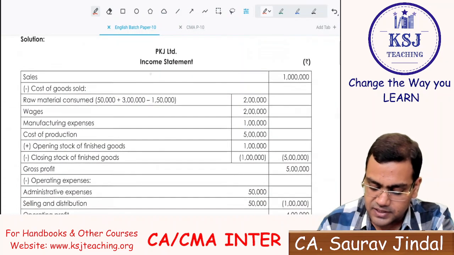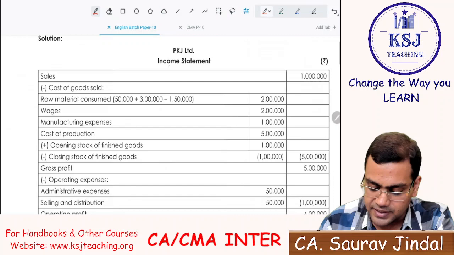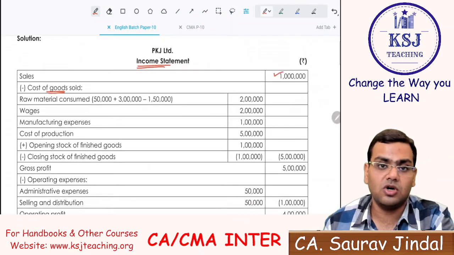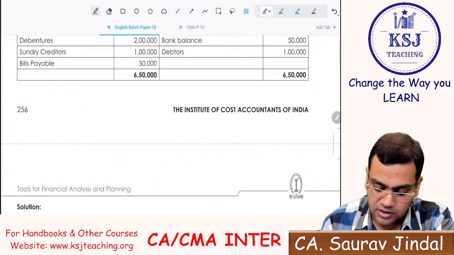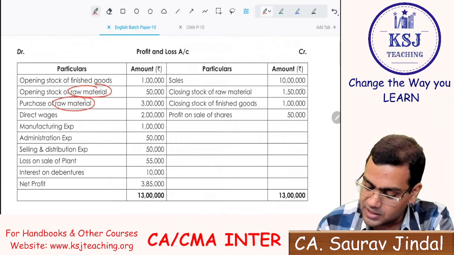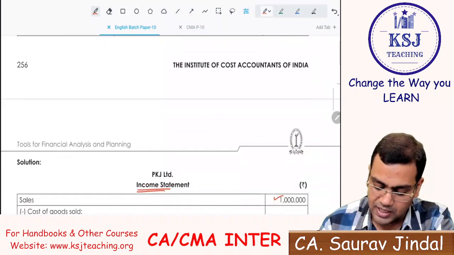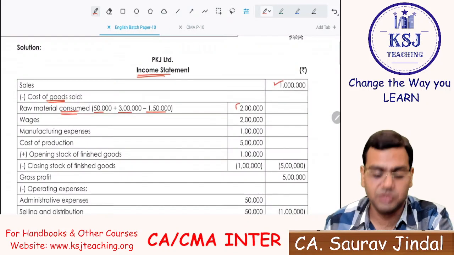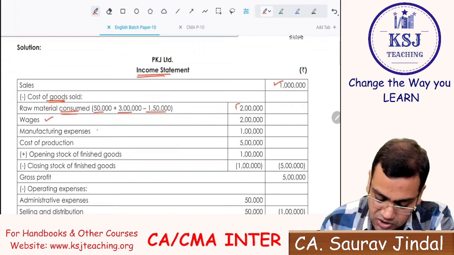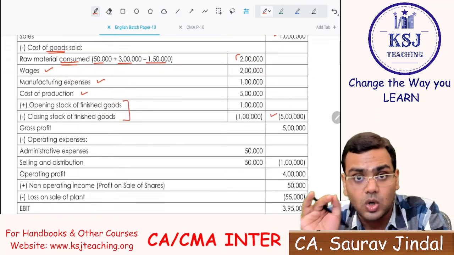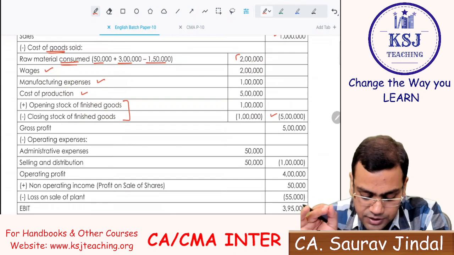First, they have redrafted the income statement, which is absolutely fine. Sales is given to you. Then cost of goods sold. What is there in the cost of goods sold? Raw material consumed. What is the raw material consumption? That is opening stock of raw material plus the purchases minus the closing stock: 50,000 plus 3 lakh minus 1 lakh 50,000. This will give you the raw material consumption. Then wages are there, then manufacturing expenses are there. That is the cost of production. And the adjustment of the opening and closing stock will give you the cost of goods sold.